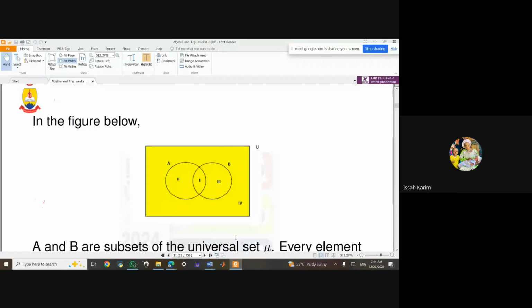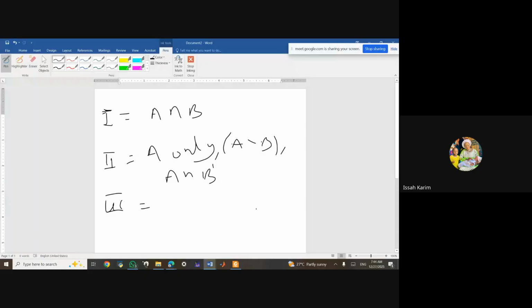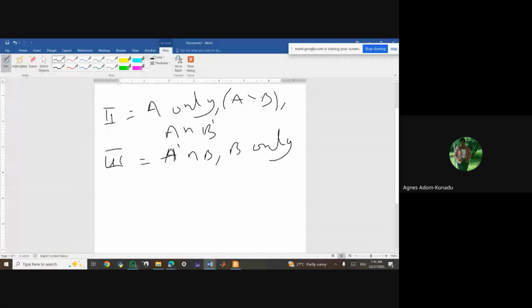Hello, doc. Hello. This is sir. Okay, sir. Doc, what is II? It is A complement intersection B, or B complement only, or B only. Okay. Any other alternative solution? B difference A. B difference A. Okay. Is that all?